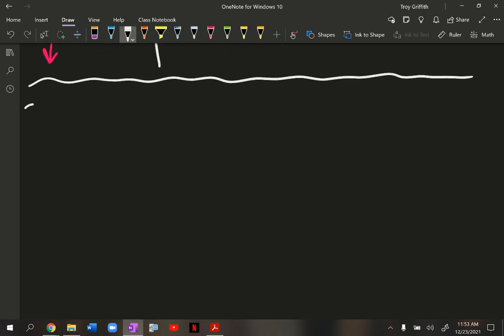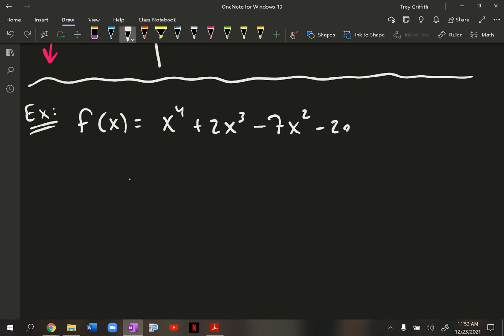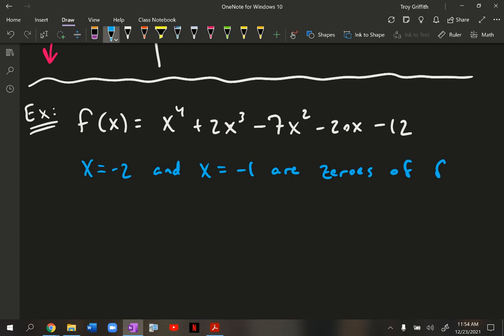All right. So this one is similar ideas, but it's going to have a little bit more to it. Let's try f of x equals x to the fourth plus 2x cubed minus 7x squared minus 20x minus 12. And I'm going to give you the information here that x equals -2 and x equals -1 are zeros of f of x.